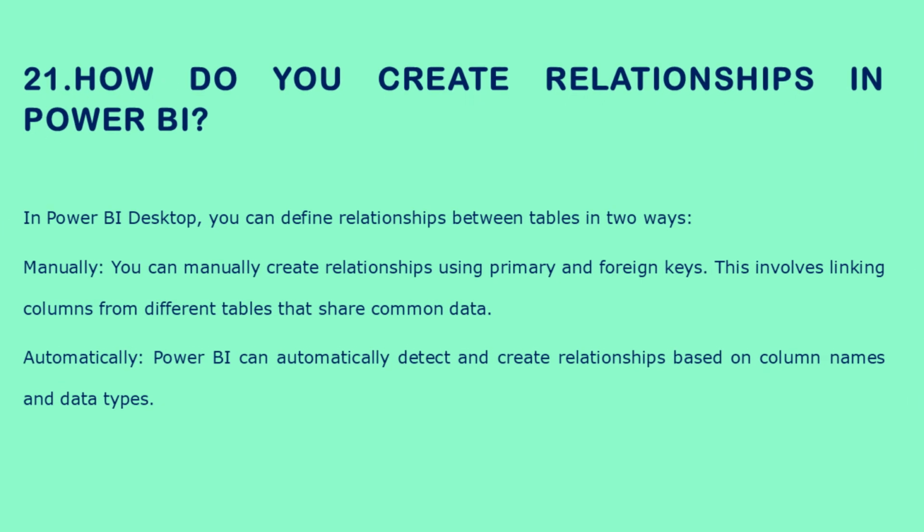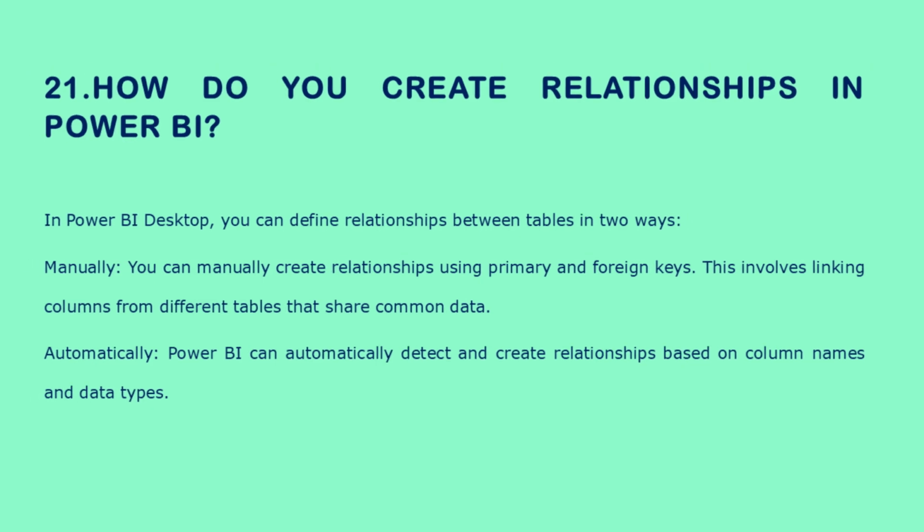How do you create relationships in Power BI? In Power BI Desktop, you can define relationships between tables in two ways. Manually: you can manually create relationships using primary and foreign keys. This involves linking columns from different tables that share common data. Automatically: Power BI can automatically detect and create relationships based on column names and data types.